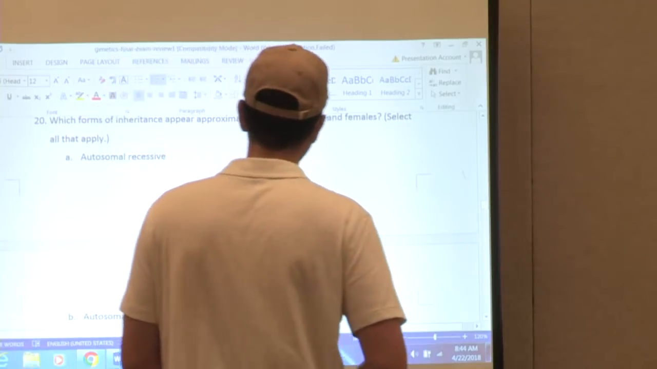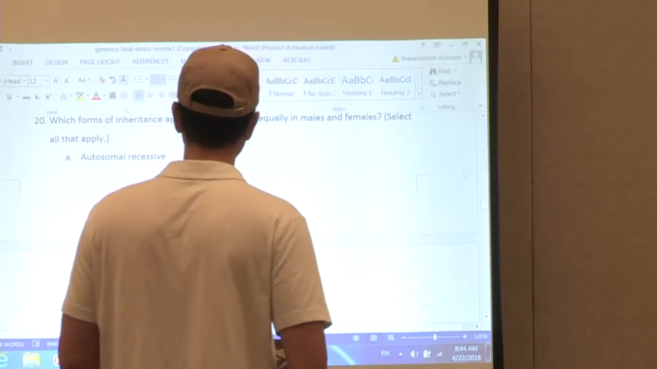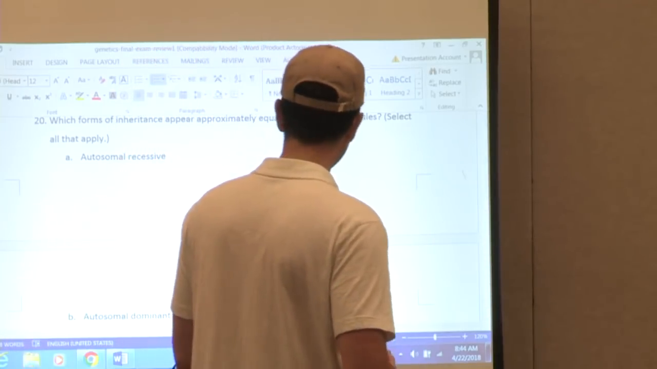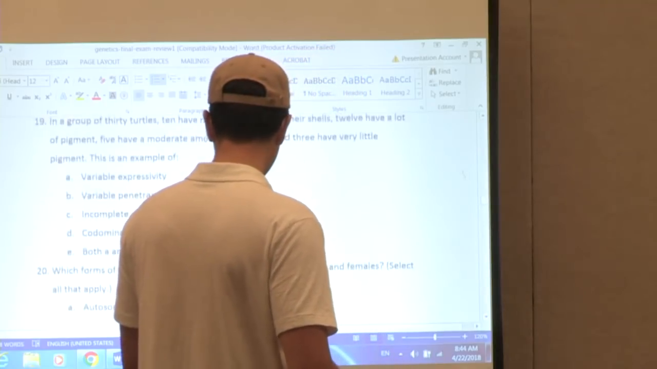You can't really see, the formatting's kind of bad on this one, but it says which appear approximately equal in males and females.